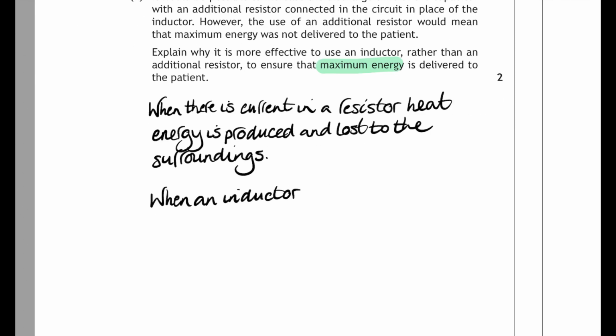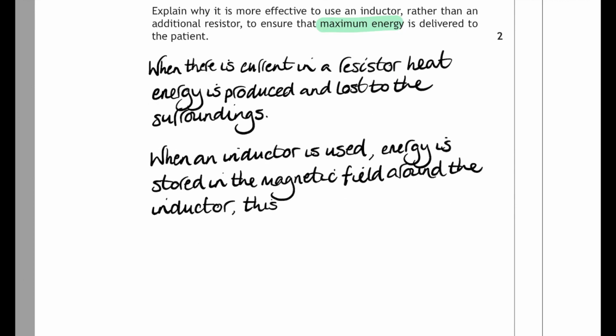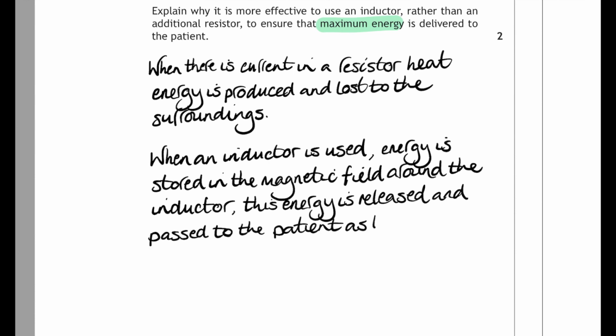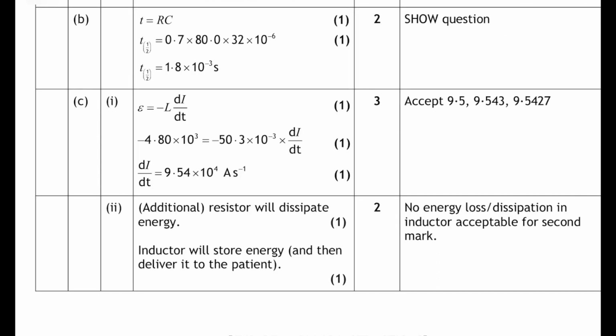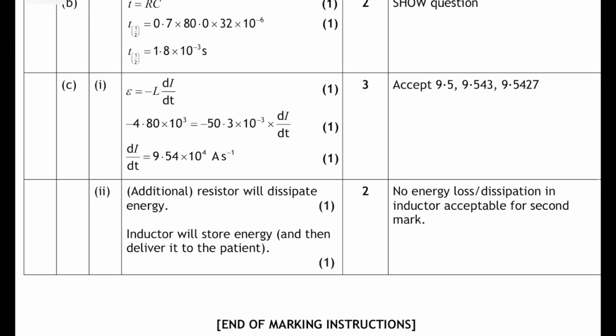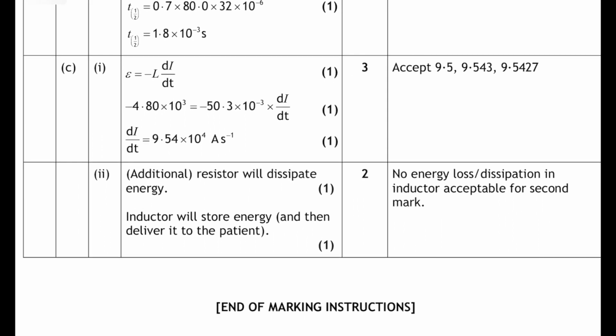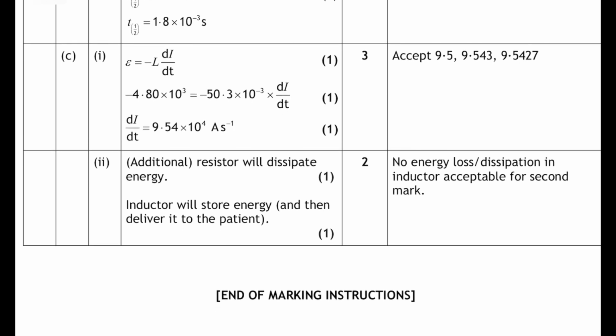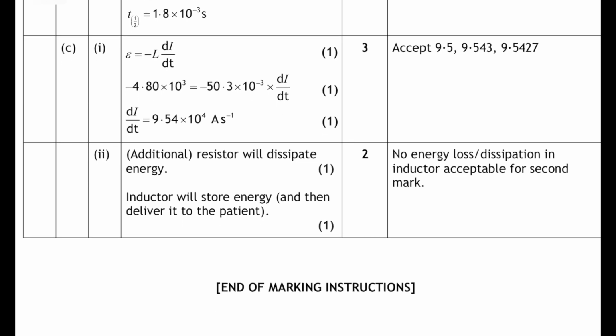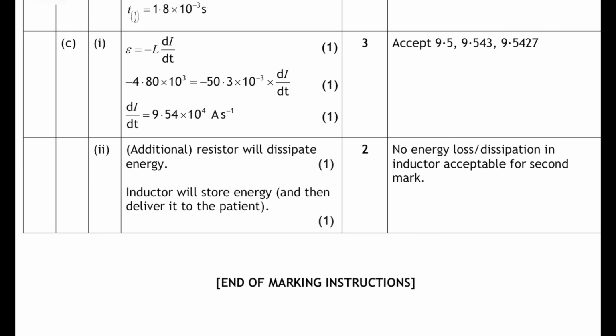But when you put an inductor in the circuit, then energy will be stored in the magnetic field around the inductor, and that energy will be released and then passed on to the patient as the magnetic field around the inductor collapses. That's pretty tricky. Here's the final marking instructions then. See part 2, additional resistor will dissipate energy, but the inductor will store energy and then deliver it to the patient as the field collapses.